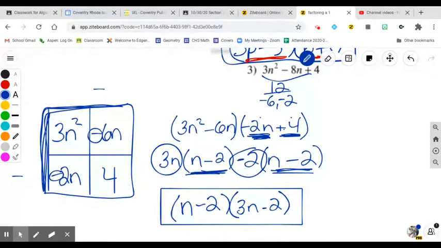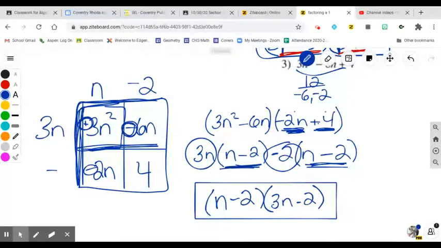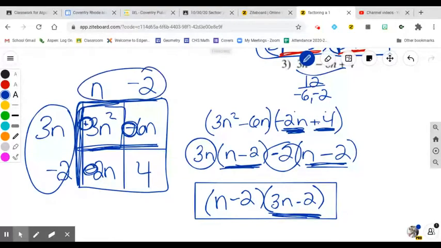Okay, now we're just identifying the GCFs. Let's start with 3n squared and negative 2n. That is just going to be n, and it's not negative because the one closest to it in this box is positive. Negative 6n and 4 is going to be negative 2, and it must be negative because the one closest to it is negative. Let's do this row. 3n squared and negative 6n is going to be 3n, and it's positive because this is positive. And now negative 2n and 4 is going to be negative 2 because this is negative, and that's the one closest to it. So see how 3n minus 2 matches here, n minus 2 matches here. And so that's that one.